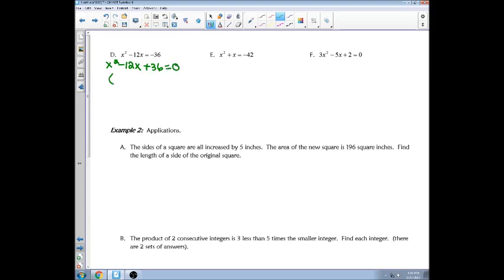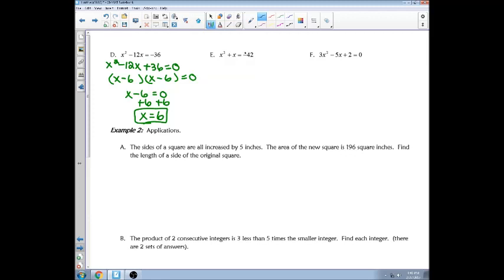From here, I can use generic factoring. Well, what multiplies to 36 and can add to negative 12? It would be x minus 6 and x minus 6. Because those are the same, I can do x minus 6 equals 0. If I just add 6 to both sides, x would equal 6. All right, on to part E.